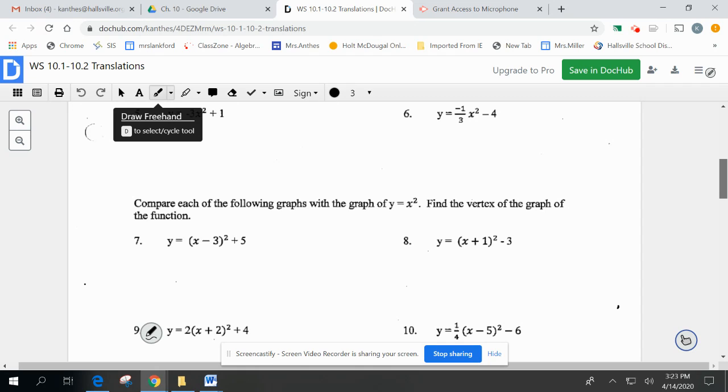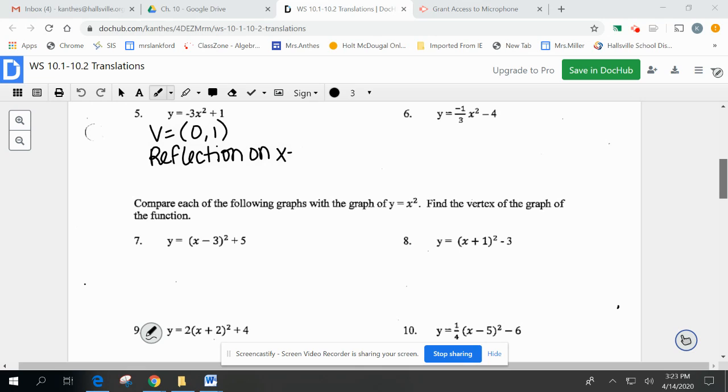All right, so number 5, you are going to get a vertex of 0, 1. Okay, so several things are happening here. You have a negative in front of your x squared, so that's going to cause a reflection, and it's going to be a reflection on the x-axis. Second, you have a 3 there, so that's going to cause a vertical stretch. And then last, you have that plus 1. So this is also going to move up 1.